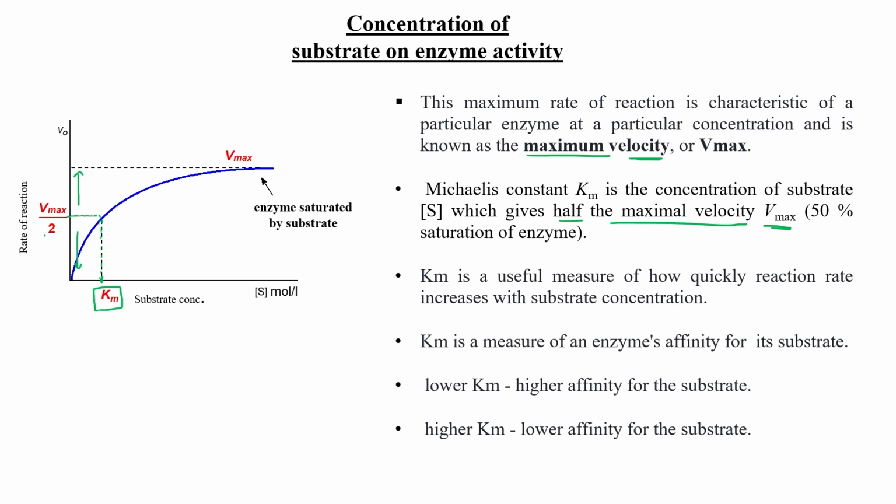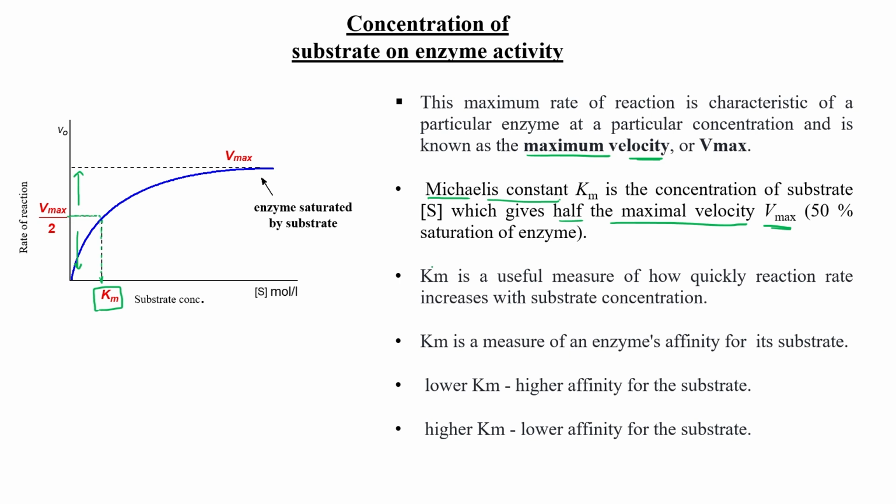V by 2 means half of the enzyme gets saturated at this particular substrate concentration. And this Km is that substrate concentration, and in Michaelis-Menten kinetics, this one is known as the Michaelis constant.